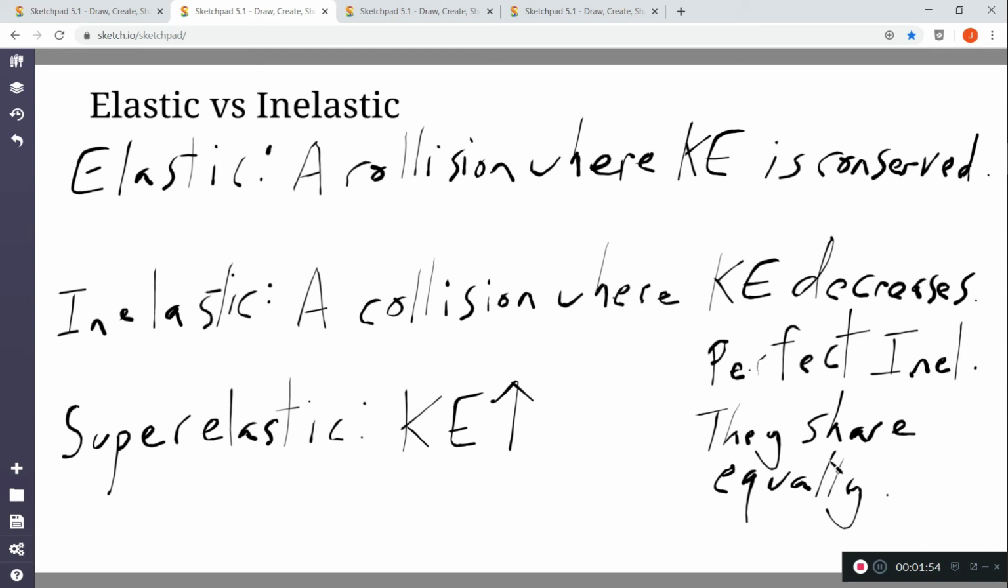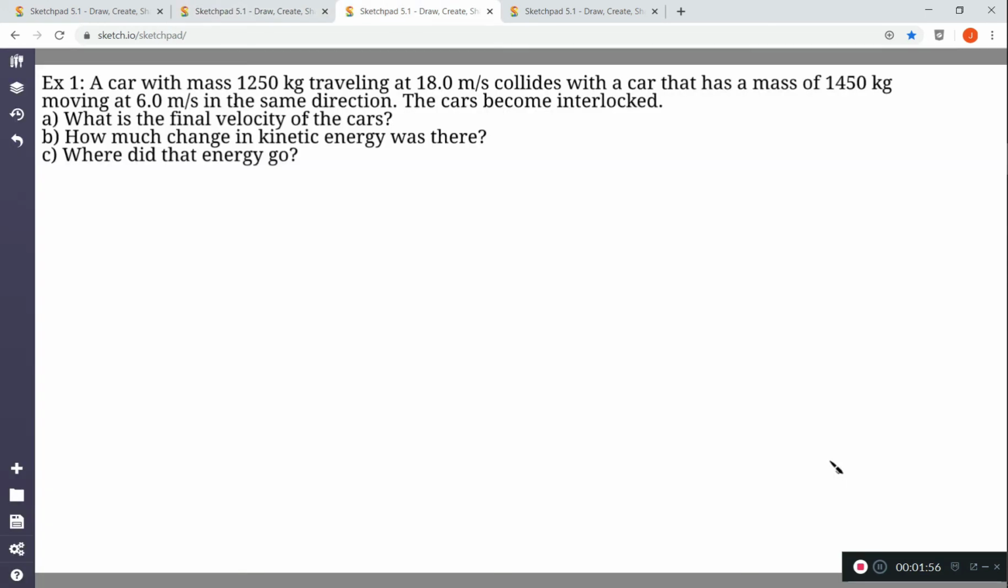All right, let's move on to a couple examples. Example 1, a car with a mass of 1,250 kilograms. So let's kind of diagram this as we go. 1,250, it's traveling at 18.0 meters per second, collides with a car with a mass of 1,450, traveling at 6.0 meters per second.